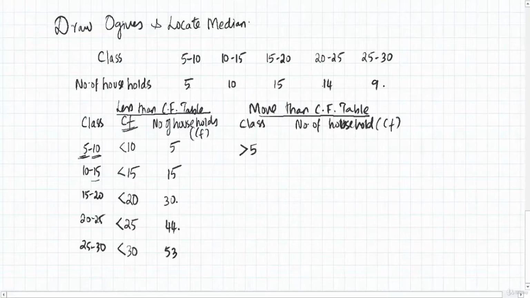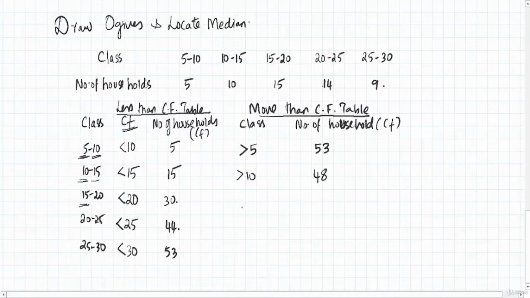And how many households do we have? All the households will come under the greater than 5 category, so the number of households or frequency is going to be 53. Then we can have the next one, which is greater than 10. When we talk about this, we have to exclude this 5. So 53 minus 5 is going to be 48.